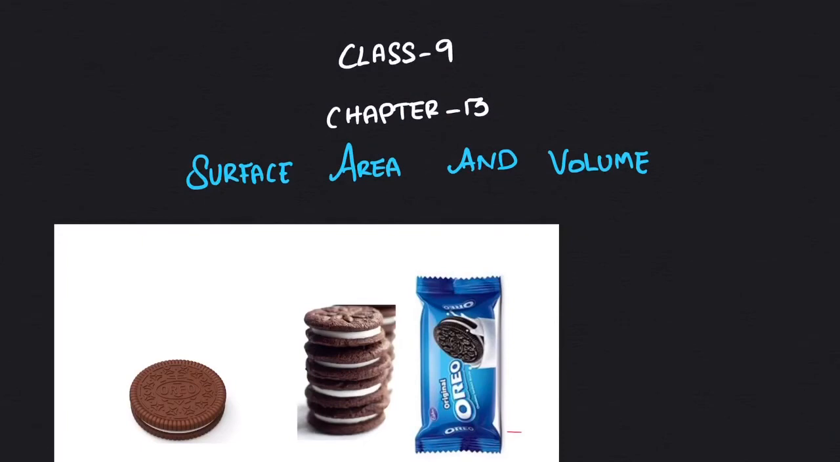Today we are going to discuss surface area and volume, to find the volume of a cylinder. It is very simple, similar to the previous volume of cube and cuboid. So let's move to examples.